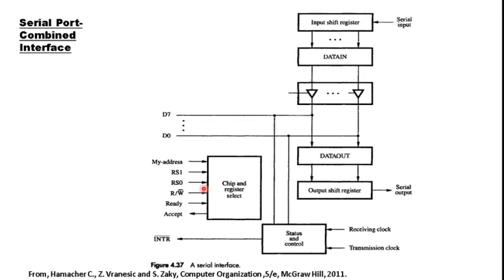Now see the case of a serial port where combined operation is possible, that is, input and output operation is possible. So what is a serial port? Serial port means the interaction with the device is in serial fashion. Or the entire interface, that is the serial interface, will communicate with the device in serial fashion. And the diagram shown here is of a serial I/O interface. So input and output are both possible.